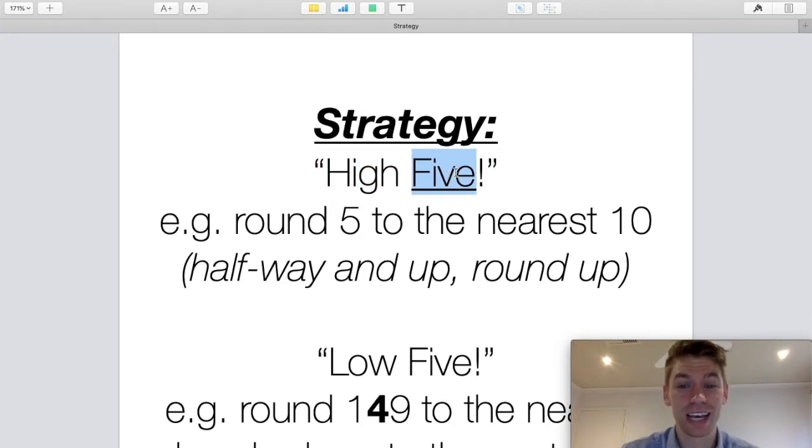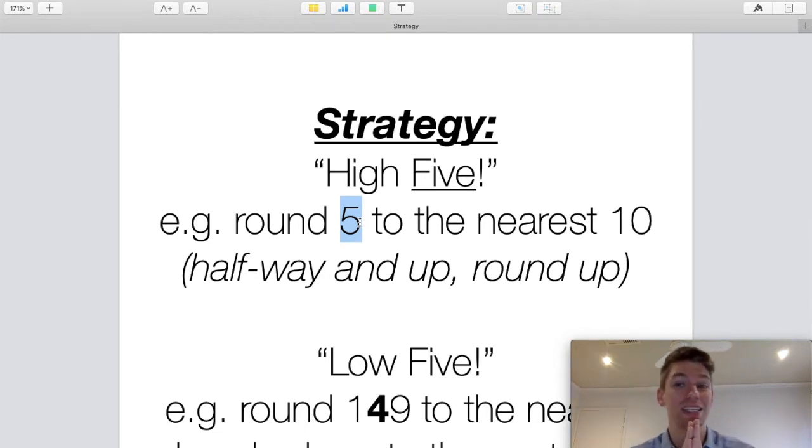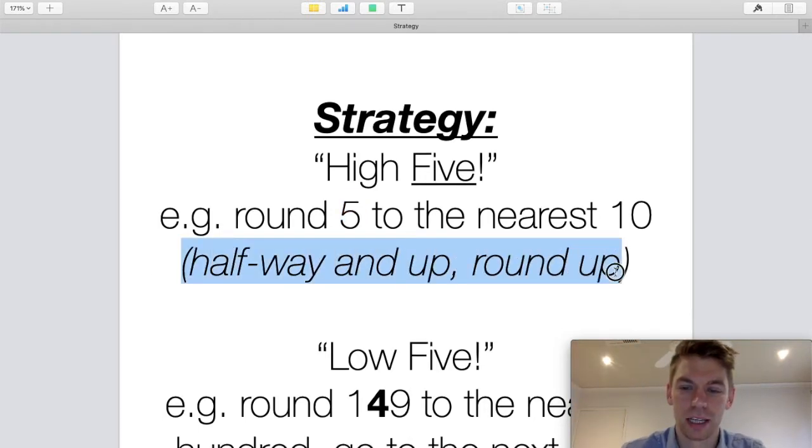And the reason that I say high five is to remember that five is the number where you start rounding up. For example, 25, you would round up to the nearest 10, 30, instead of down to 20. So the high five, the five goes high. Party on the top floor. Which means halfway up and up is when you round up.